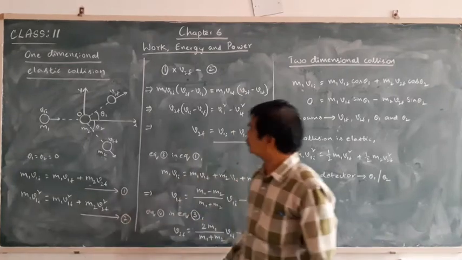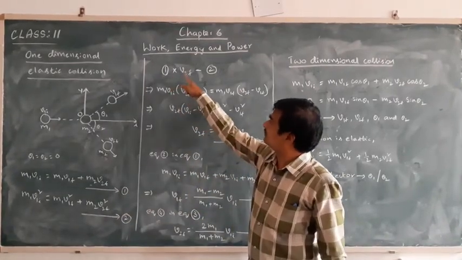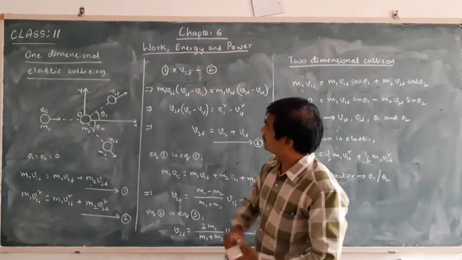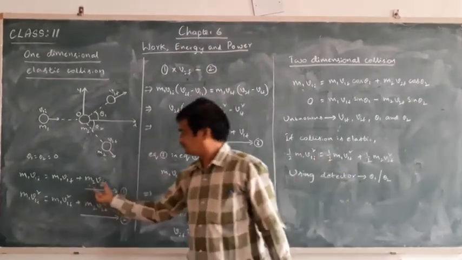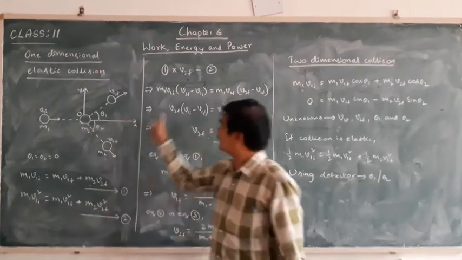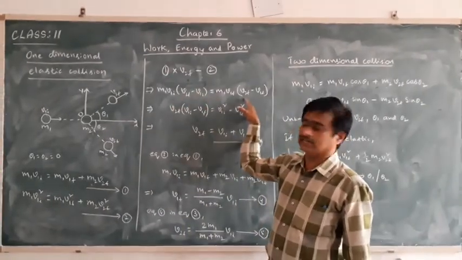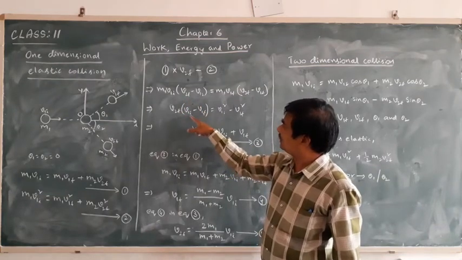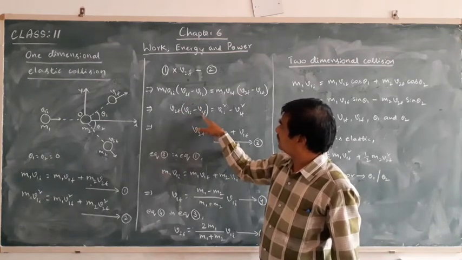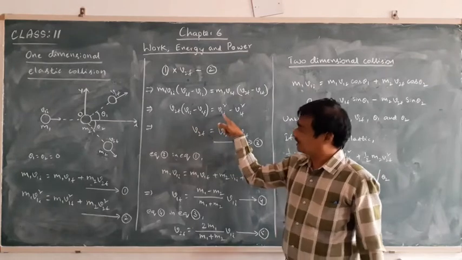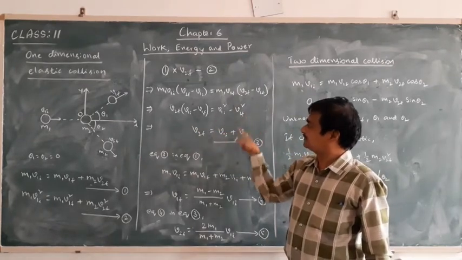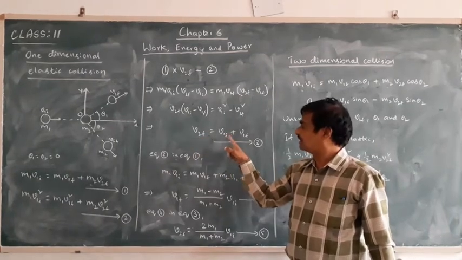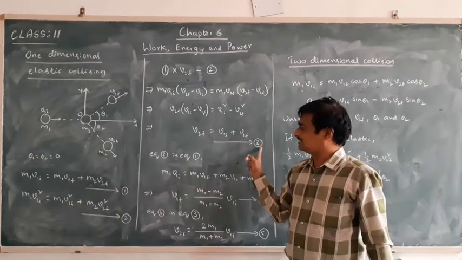Equation number 2. Then multiplying equation 1 with v2f and subtracting equation 2, in order to eliminate the m2 factor, we are going to get this equation. Then simplifying this one, v2f into v1i minus v1f is equal to v1i square minus v1f square. That is where we are going to get v2f as v1i plus v1f. This is equation number 3.